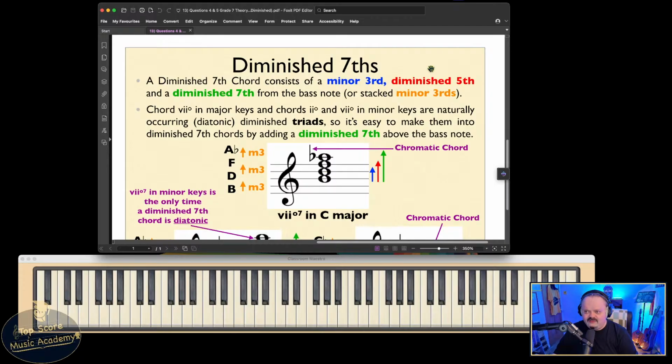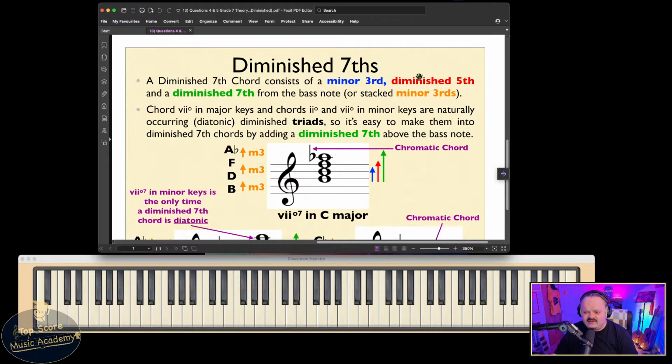B to F is a diminished fifth. Okay, so that's really important to get that. B to F is a diminished fifth. That's what gives the diminished chord to start with, that you do need a diminished fifth. The last thing you need as well is the B to the A flat. That must be a diminished seventh.